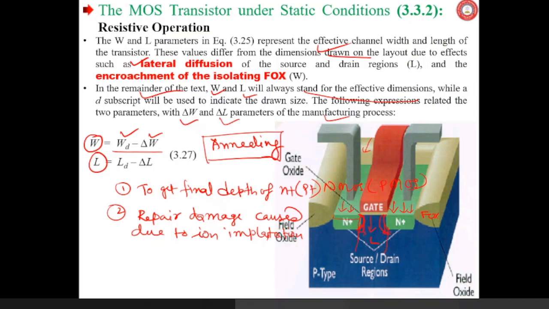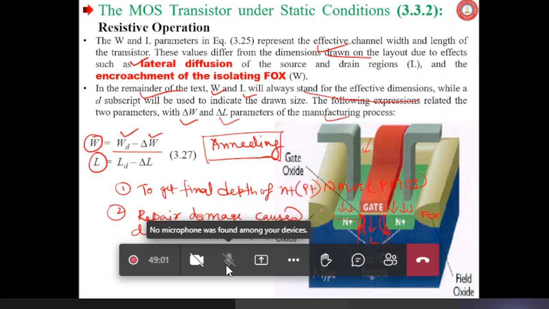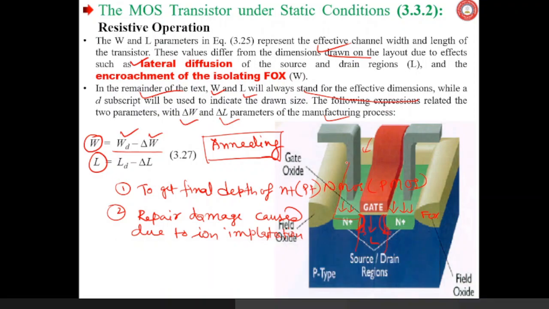Length will decrease, but width should increase, right? Because it pushes into the field oxide. See, width is what? This direction is the width. So width will not be affected by this N plus penetration or lateral diffusion; that is going to affect the L. But yes, when the field oxide from the back side and front side is penetrating, then width will be affected. Could you understand this point?